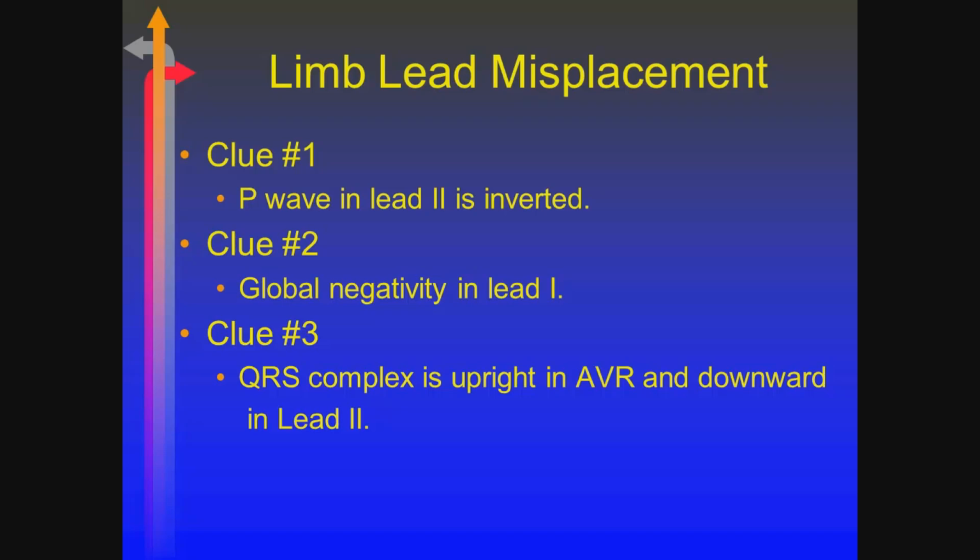If the leads are misplaced, if you have the leads backwards, this is what you'll end up seeing. First thing to look at is lead 2. Lead 2 should always have a positive P. If the P is negative in lead 2, you got the leads mismatched somewhere along the line. Second thing is that you have overall negative tracings in lead 1. And the third thing is that in aVR, where everything should be inverted, you have an upright QRS complex. And that's telling me that I got something backwards. Those are limb leads that you put in an incorrect position.